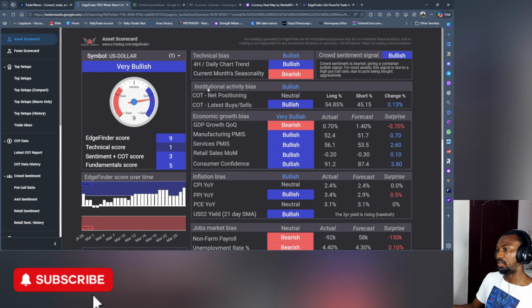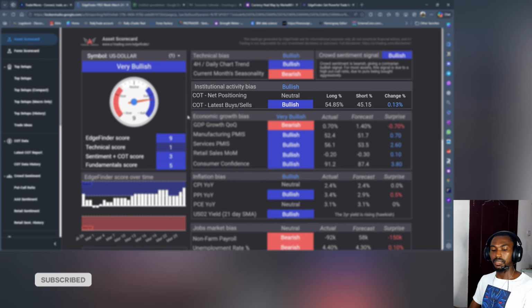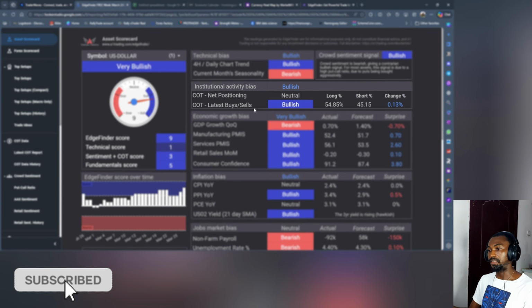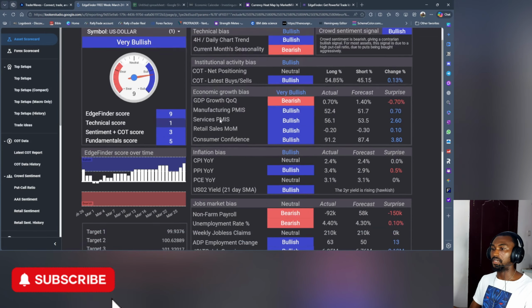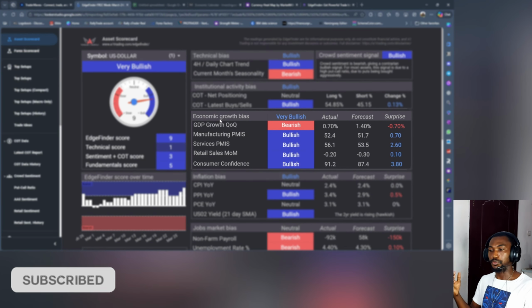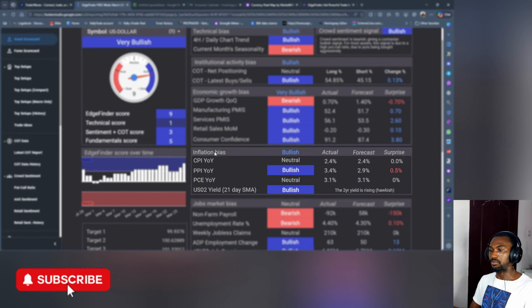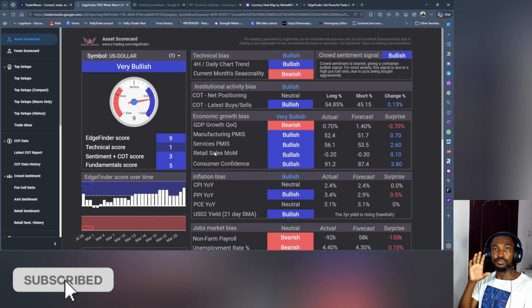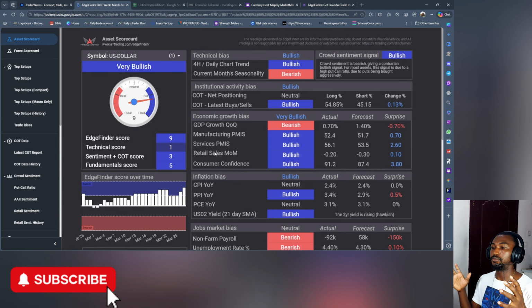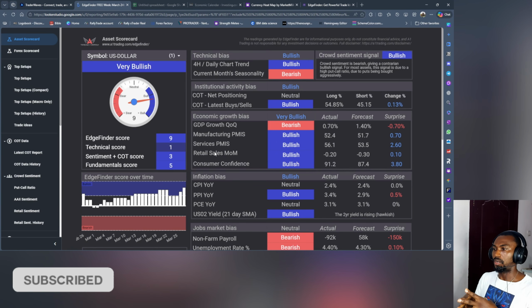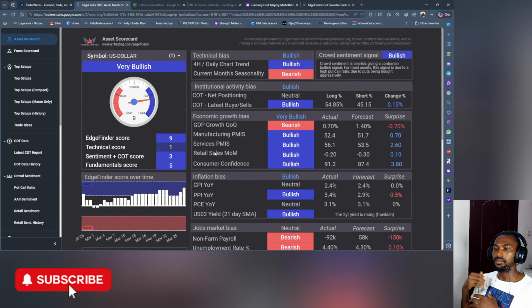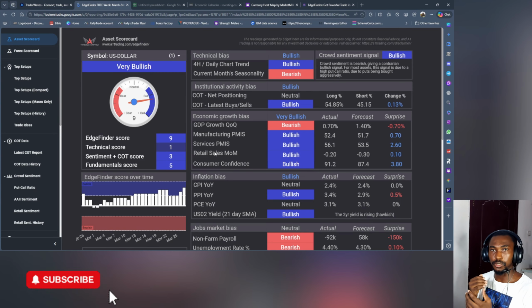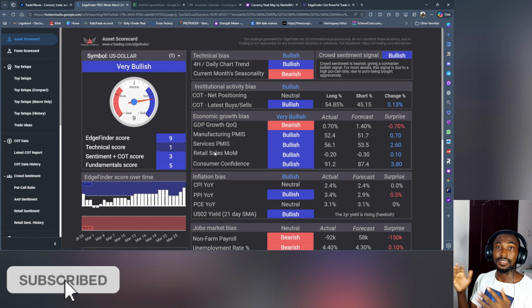Now, adding onto that, you have the COT stance, right? The COT data. What is the COT data saying about the specific market? And you can see the net positioning and the latest buyings and sellings, as well as the economic status, the economic growth, the inflation data, bias, and the job market bias. So all this information is put into one spot, right? They just gathered all this information into one place and then gave it scores, and the final score determines whether a market is bullish or bearish before you go and start diving into it.